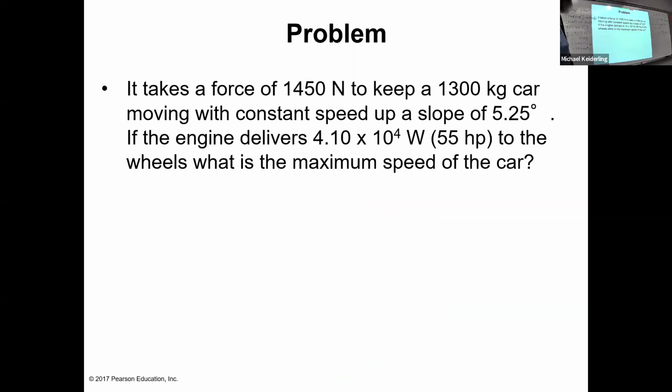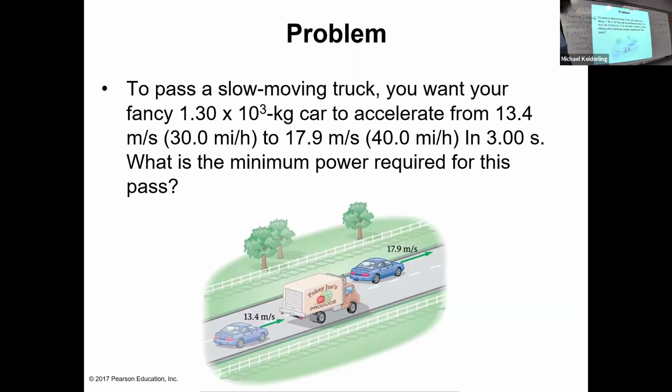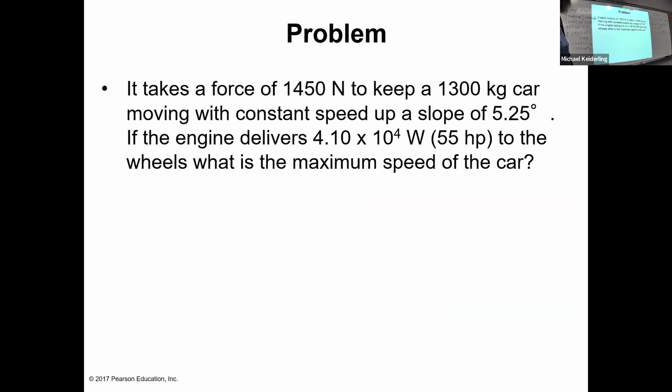And here's an example where you're working against a force. If it takes a force of 1,450 newtons to keep a 1,300 kilogram car moving with constant speed up a slope of 5.25 degrees, and the engine delivers 4.1 times 10 to the 4 watts, 55 horsepower, to the wheels, what's the maximum speed of the car up this hill?